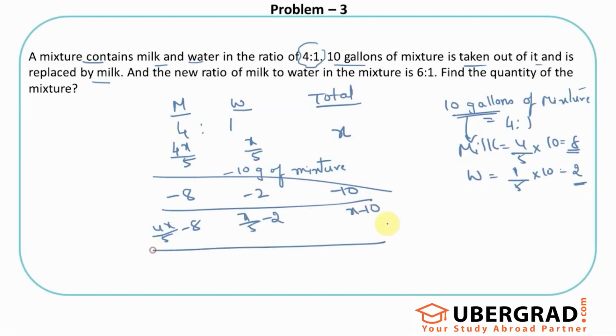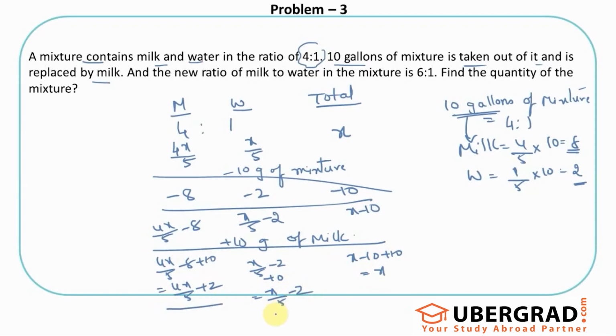What is the next step? It is replaced by milk. So I am adding 10 gallons of milk. So 4x by 5 minus 8 plus 10, that is 4x by 5 plus 2. x by 5 minus 2 plus 0, nothing is added. And this will be x minus 10 plus 10, that is x. This is x by 5 minus 2. These are the final quantities.